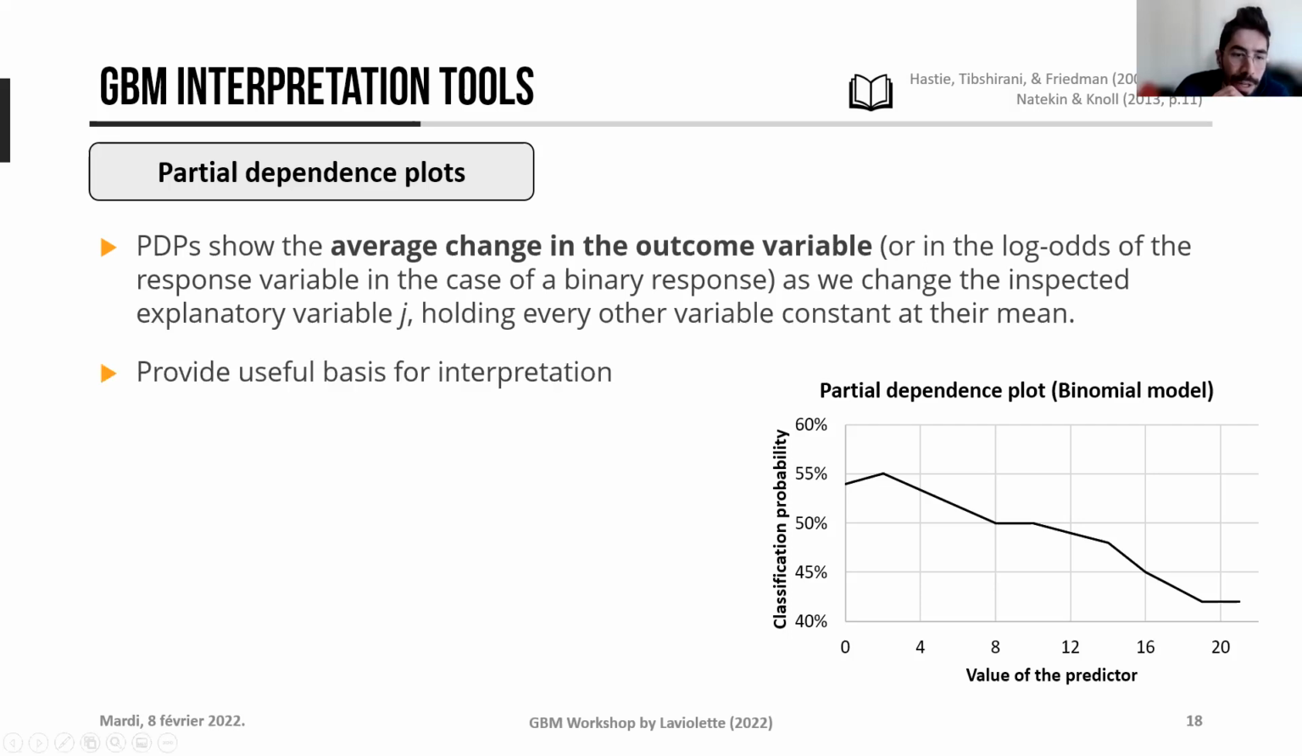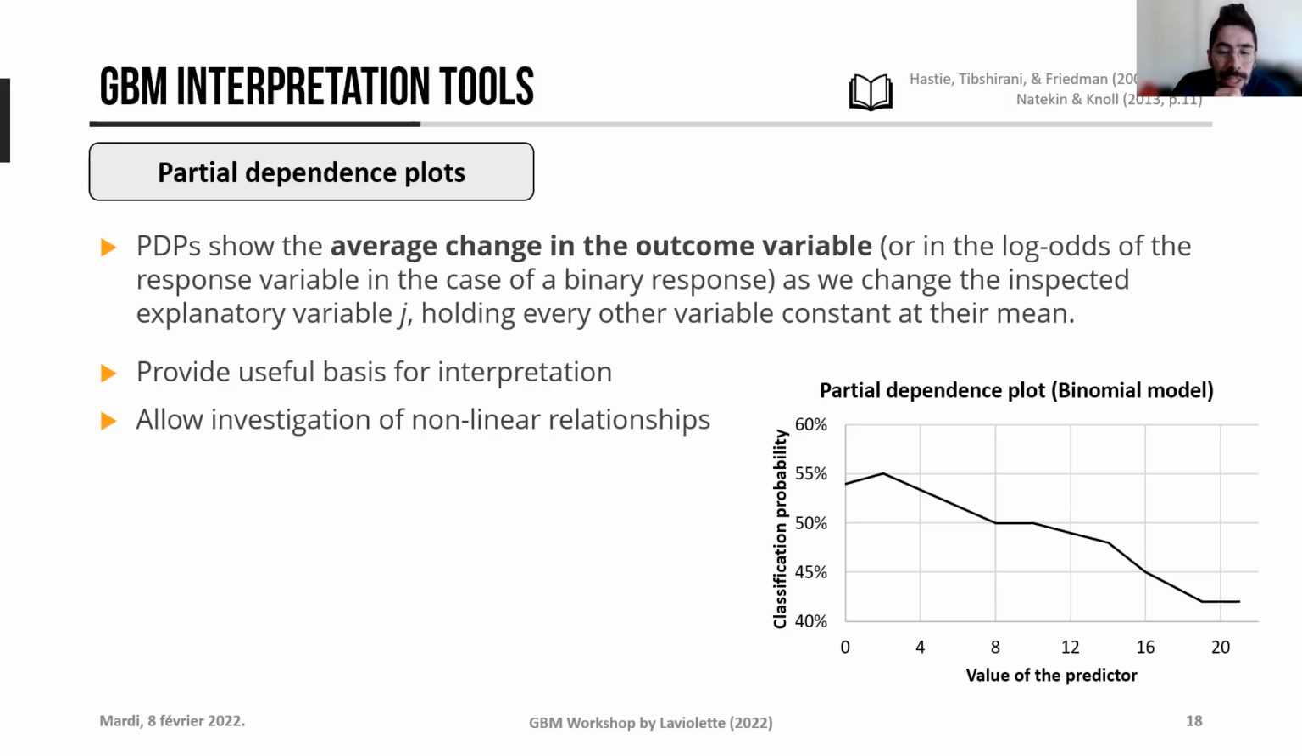It provides a very useful basis for interpretation, because this gives us a direction of influence. If our outcome variable or our probability goes down as we increase the value of our predictor, it means that this has a negative effect on our outcome variable. So it gives us the direction of the influence by looking at how it's made.